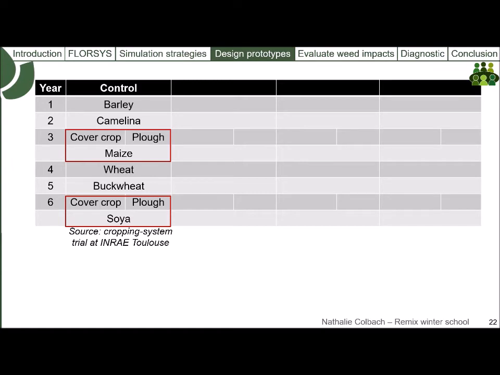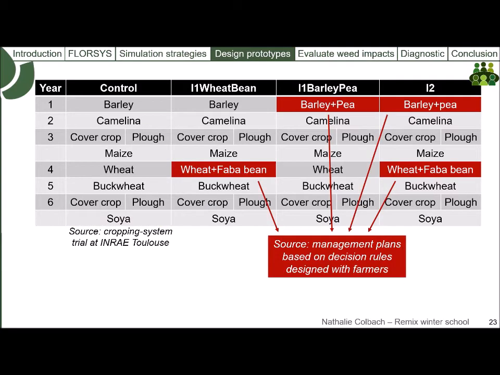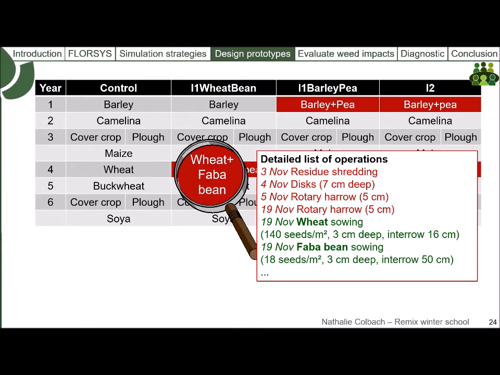And then the decision rules that were designed during the workshops were translated into a detailed list of operations in terms of, for instance, tillage tools, dates, tillage depth, etc. In total, we had 4 control cropping systems without any intercropping and 18 systems with at least 1 year with intercropping. All these were then fed into FLORSYS to run simulations and get a prediction of weed harmfulness for crop production, crop production, and weed contribution to biodiversity.